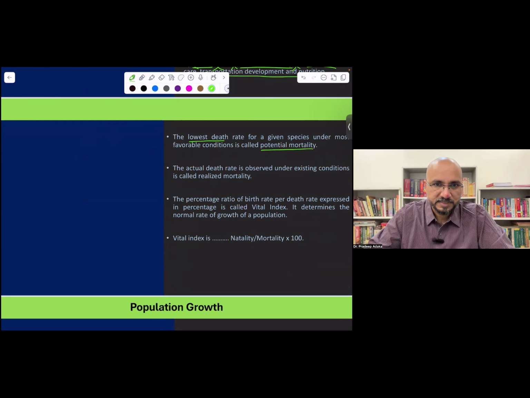Okay, so in nature, population size and growth are limited by many factors. Now, some of these factors fall under a category called density dependent factors. That means these factors depend on the population density, while other factors which regulate the population are called density independent.